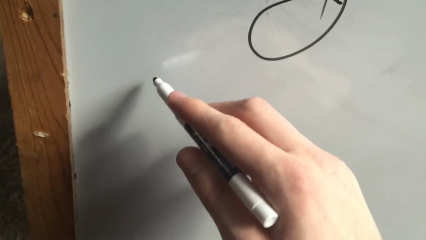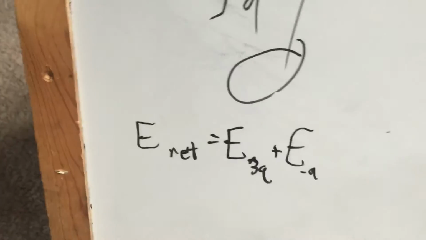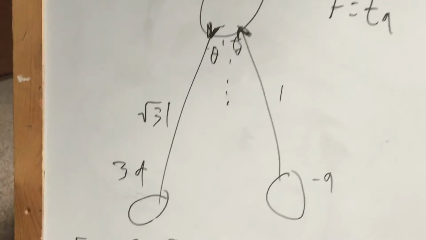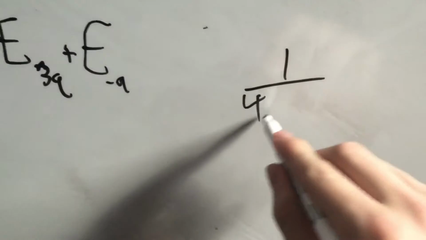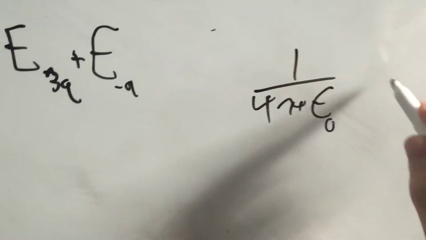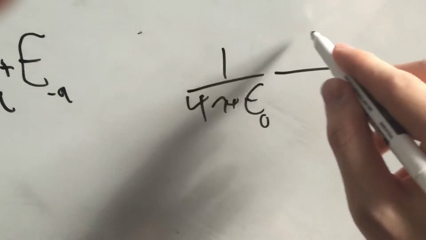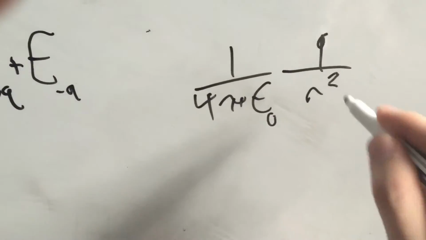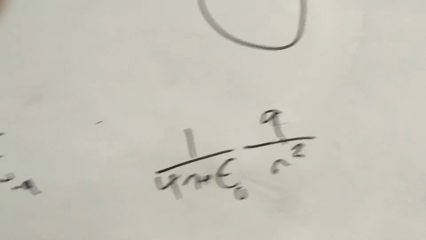I should have done this on a piece of paper, but E net is going to be the sum of the electric field from E3Q plus the electric field from negative Q. Of course, the equation for electric field looks a little something like 1 over 4 pi epsilon naught q over r squared, and then you substitute either negative q or 3q for that q there.